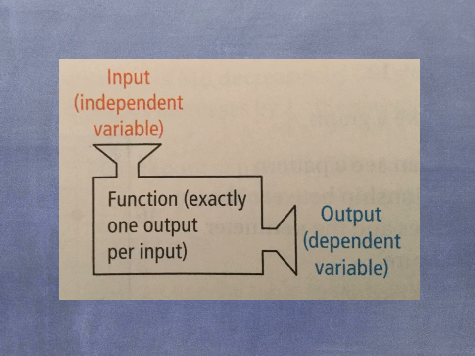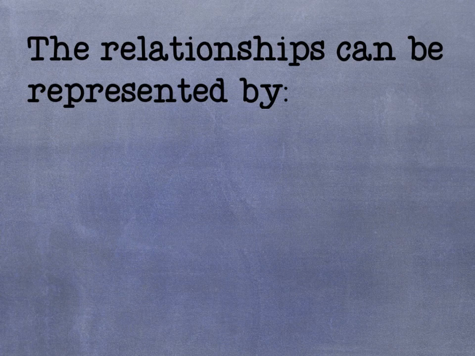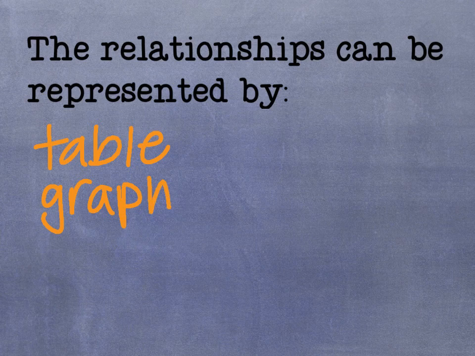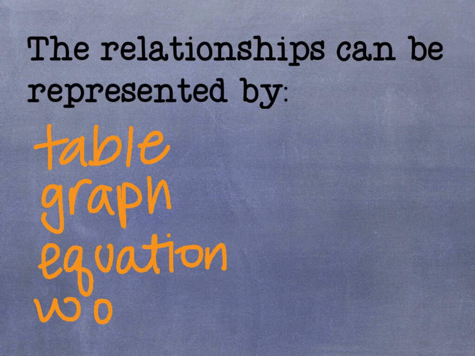Input is the independent. So again, input is x. What we put into the machine gives us y. So if I have an equation and I put x in, my answer should give me the y. The relationships can be written multiple ways, one of which is by a table, one's with a graph, an equation, and in words. Then you're going to figure out if they're linear or not, and we'll see how to do that.